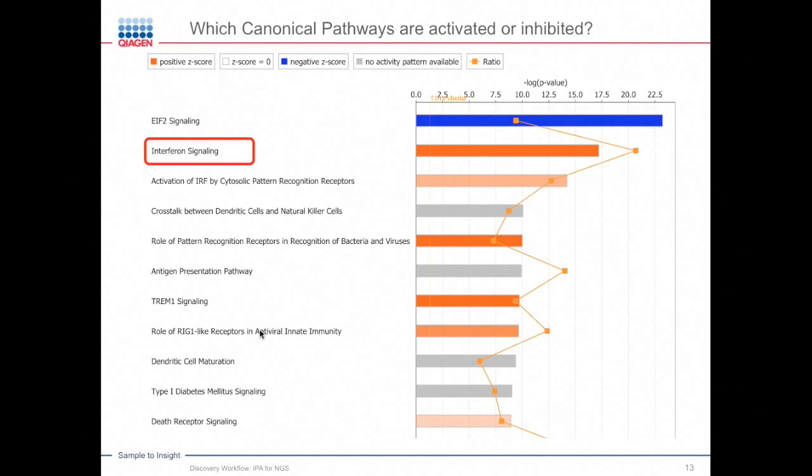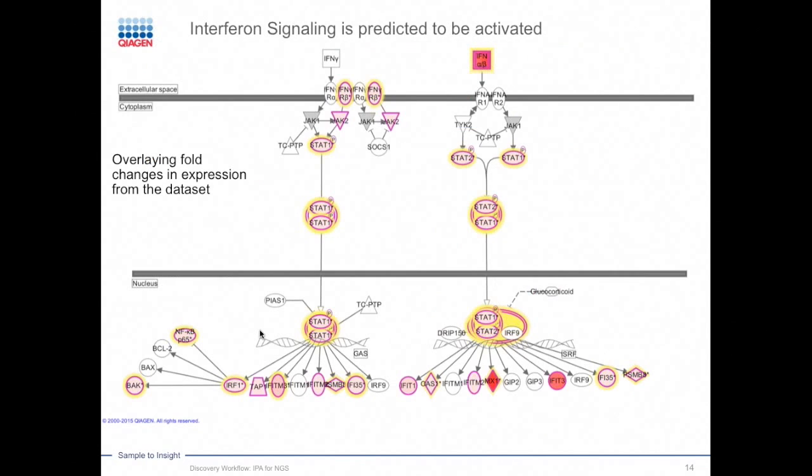So let's delve into the interferon signaling a little more deeply. This is the pathway, and the pink or red ones are upregulated in the data set. The yellow highlight, I won't go into too much right now, I'm going to go into it a little more later, but it indicates that there's more than one isoform in the data set, meaning there are multiple isoforms for these yellow circled ones. And we'll go into that in a minute.